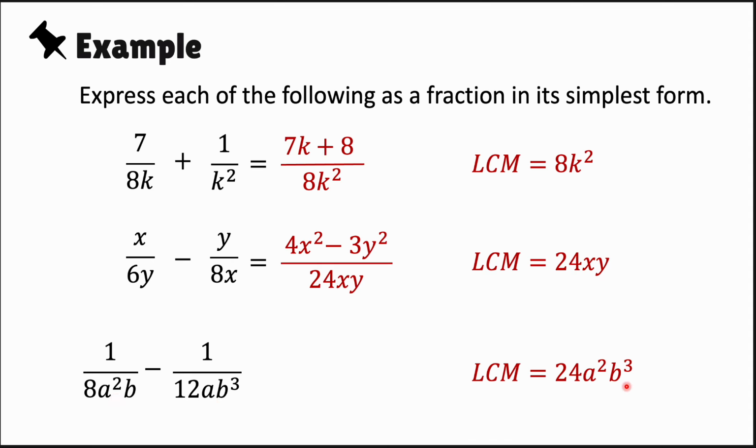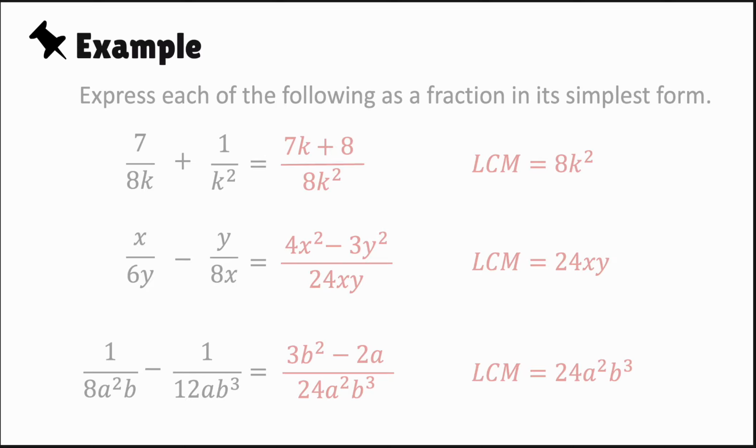Again, whatever your LCM, that's also your denominator. Then 24a squared b cubed divided by 8a squared b, you will get 3b squared. 24a squared b cubed divided by 12ab cubed, you're going to have negative 2a after multiplying with 1. Then you have the minus here because the operation here is subtraction.